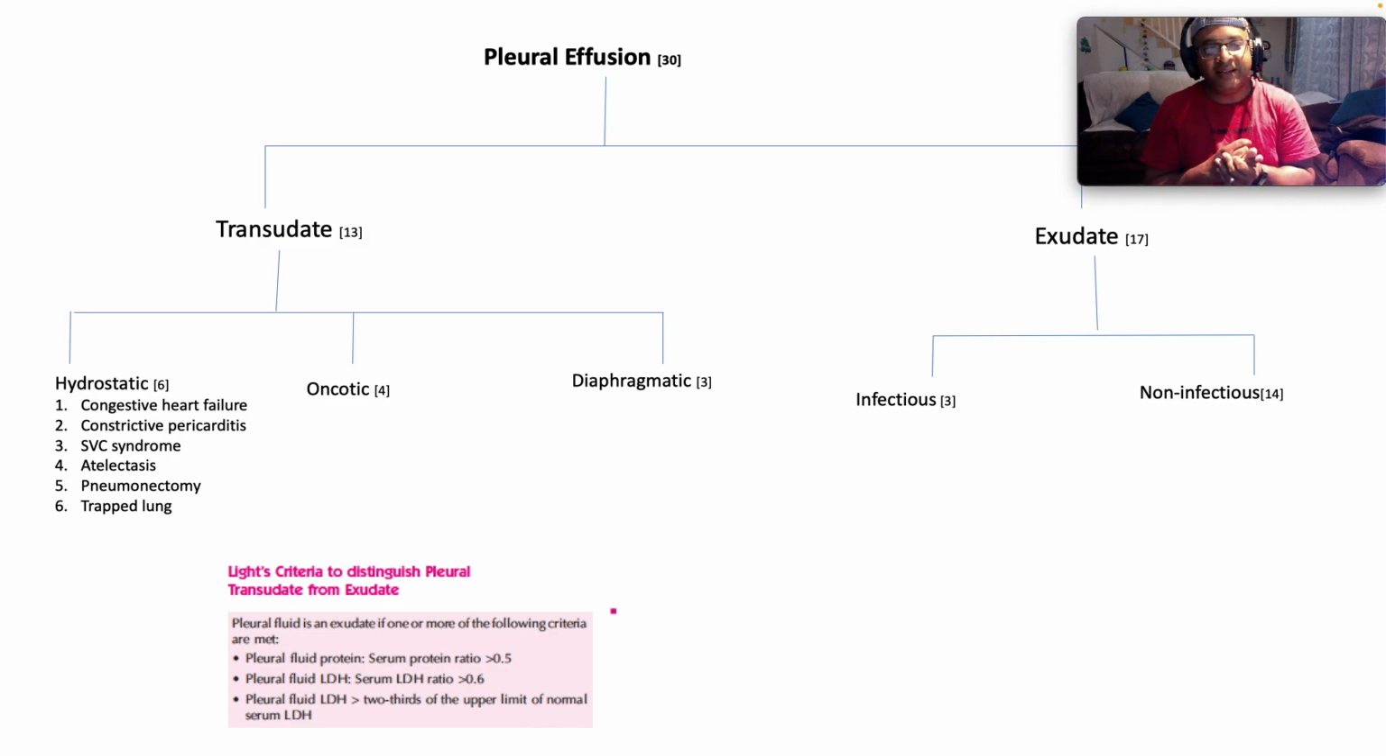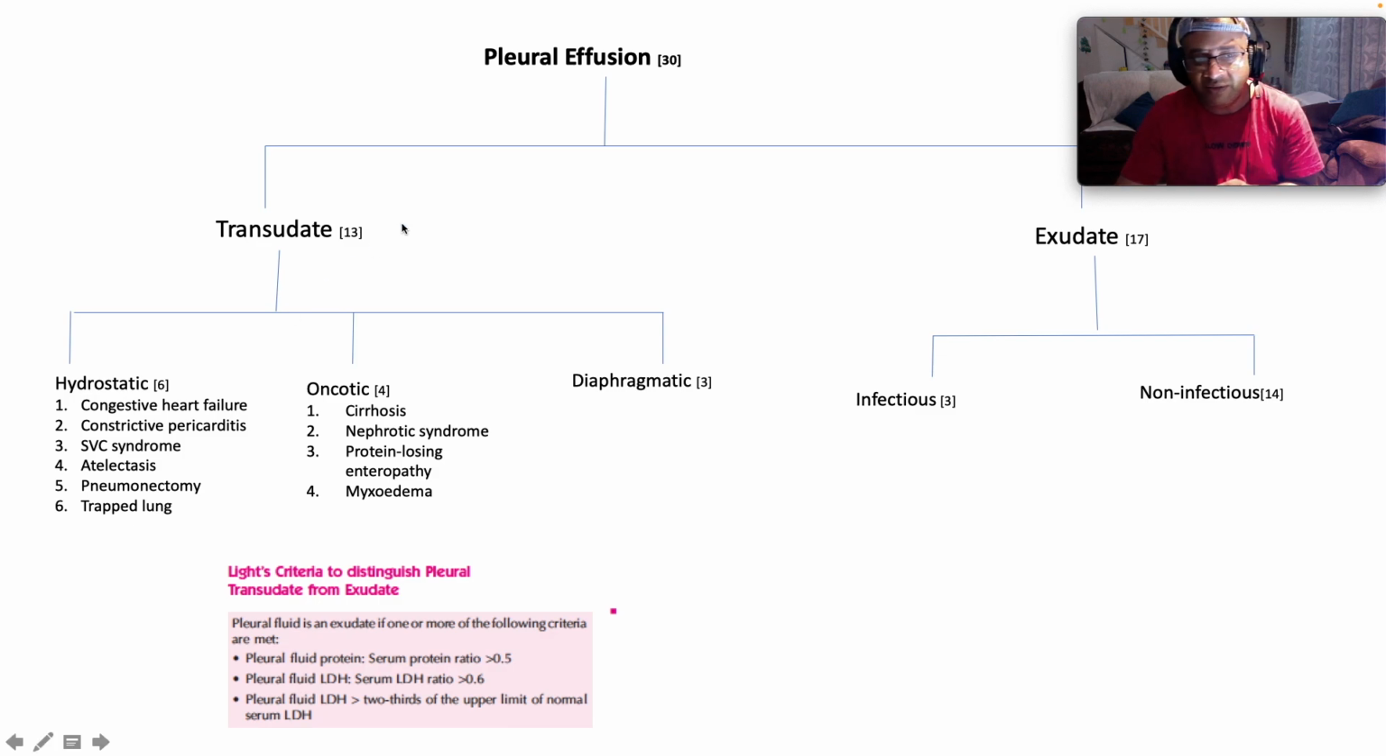Then constrictive pericarditis is another cause. Remember, a big tip-off for constrictive pericarditis is ascites out of keeping with peripheral edema. Superior vena cava syndrome, atelectasis, right? Pneumonectomy and trapped lung syndrome. Causes of transudate on the basis of having a diminished oncotic pressure: cirrhosis often causes hypoalbuminemia, right? Nephrotic syndrome, also hypoalbuminemia. Protein losing enteropathy, also hypoalbuminemia, and mixed edema in the setting of hypothyroidism. Diaphragmatic issues, things like hepatic hydrothorax, could be related to peritoneal dialysis or urinothorax, right?